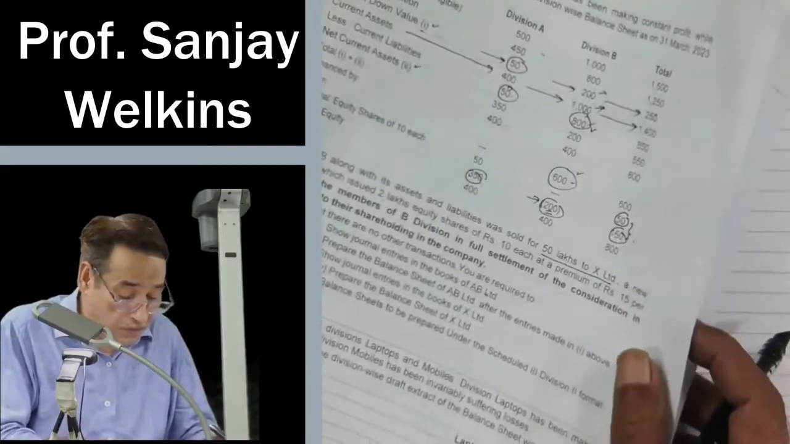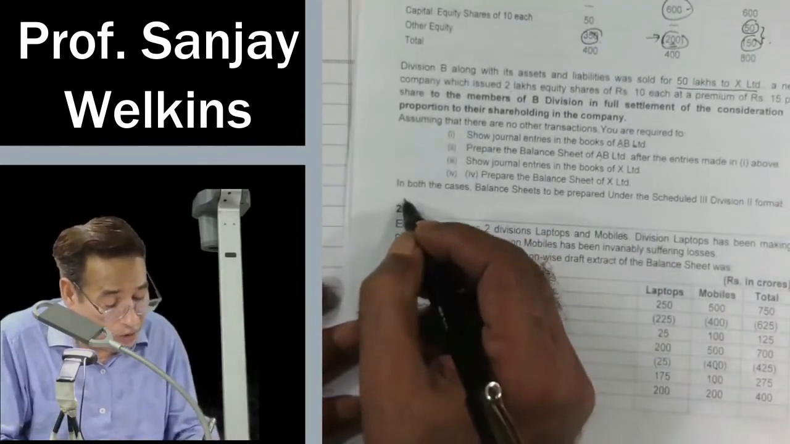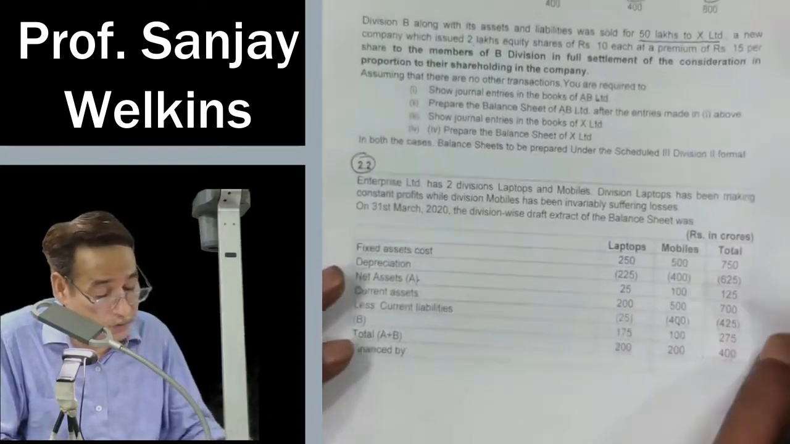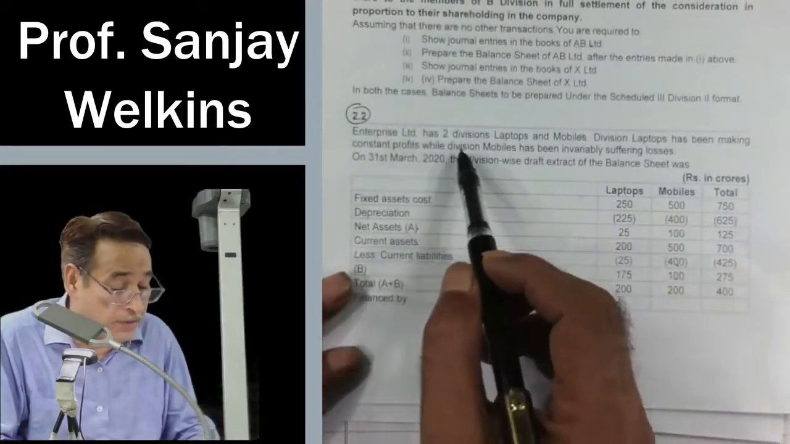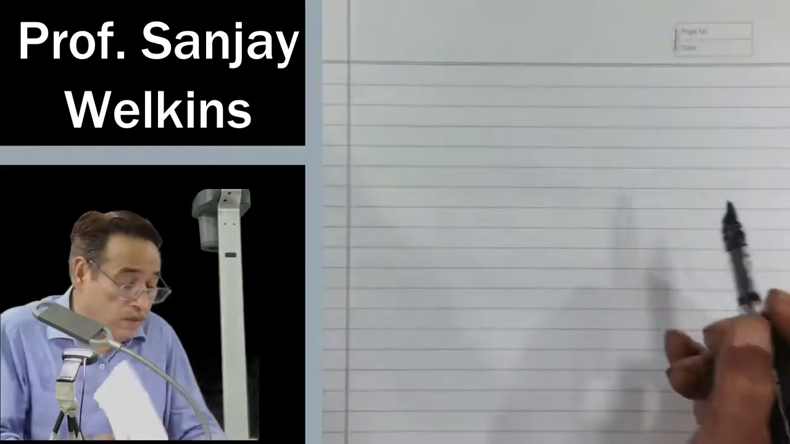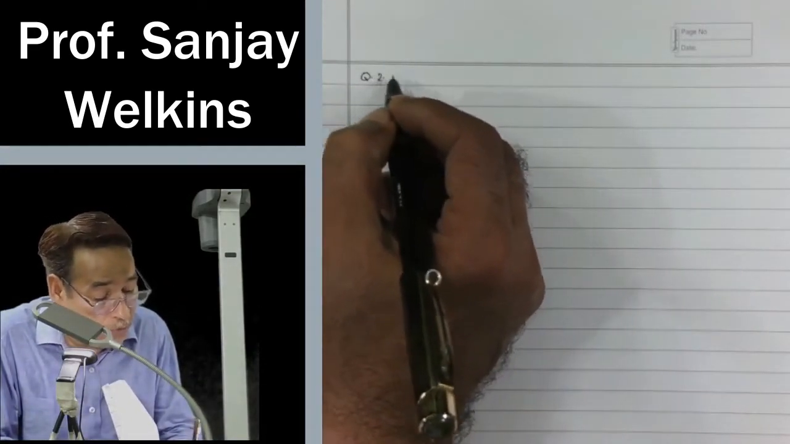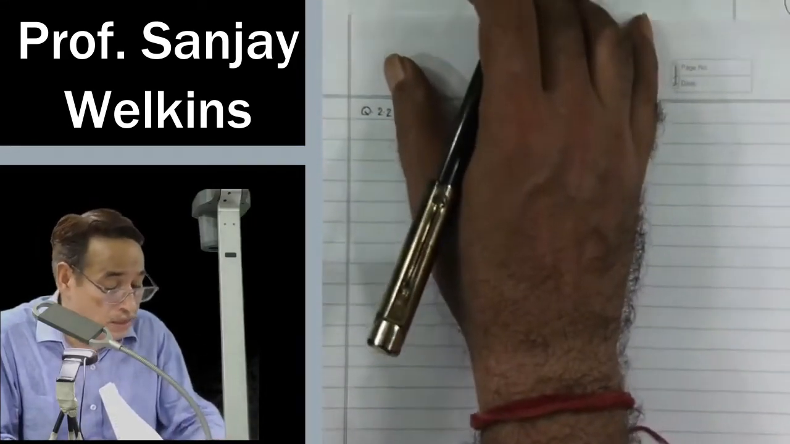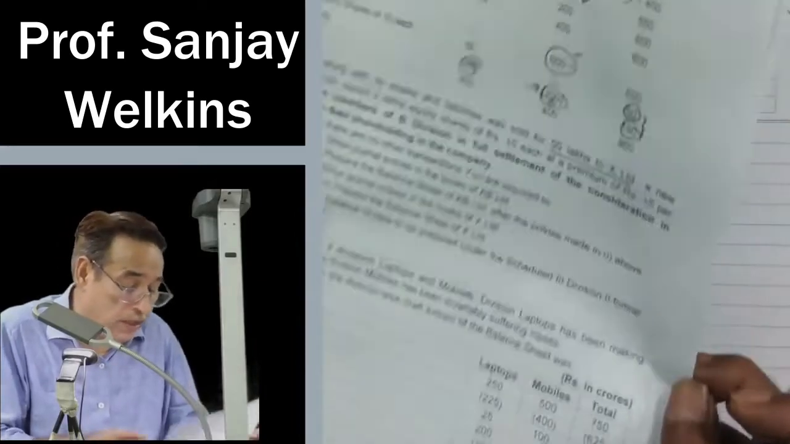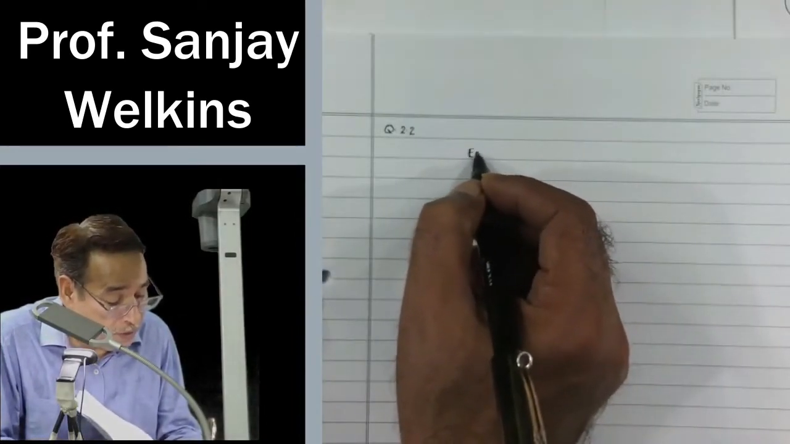So after having completed question number 2.1, now we move over to question number 2.2. I will give you some hint, try to do it on your own. Enterprise Limited has 2 divisions, laptops and mobile division. Okay, question number 2.2. First, let me write here 2.2. Now, in this question, what is the situation? The situation is there is an entity by the name of Enterprise Limited. So, I write here Enterprise Limited.